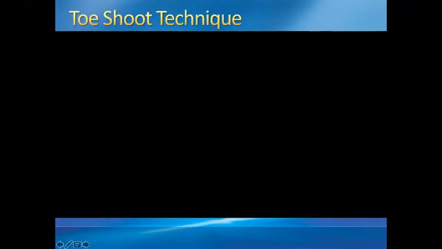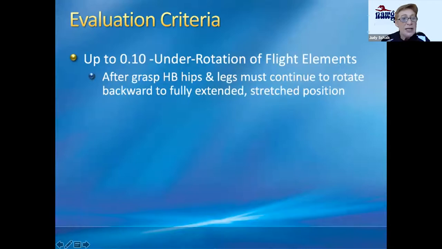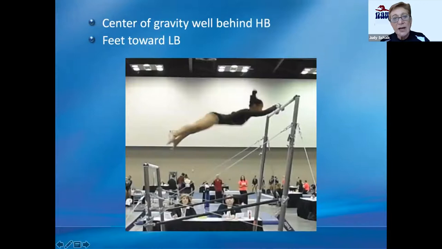Okay, and the amplitude is up to 2/10, we're looking for height. And this is the definition in the code. The hips need to rise approaching the level of the high bar. And then the under rotation is described as: after the grasp of the high bar, the hips and legs must continue to rotate backward to fully extended stretched position. And what's important here is that the center of gravity is well behind the high bar and the feet are toward the low bar. They might be under the low bar if she's a taller girl. But the full stretched out position here, we need straight arms, straight shoulder angle, extended hip angle, and everything stretching back toward the low bar.